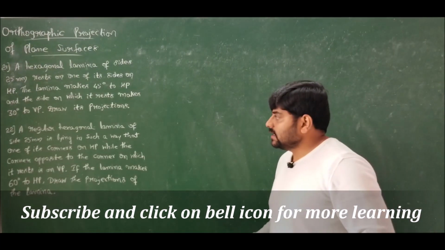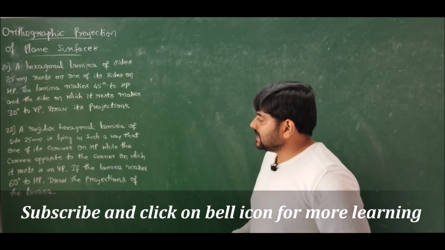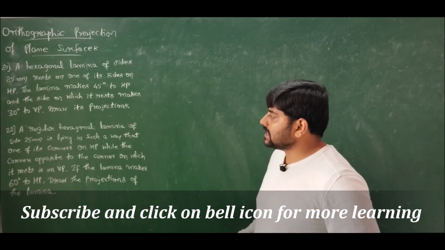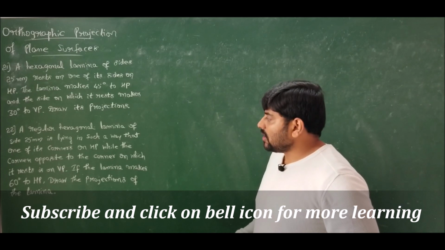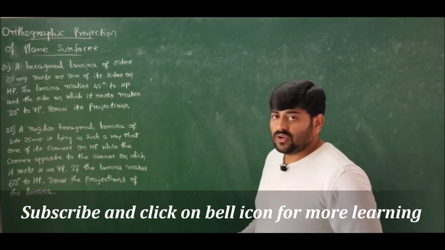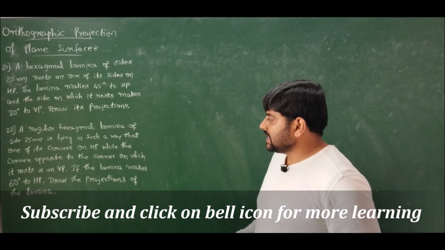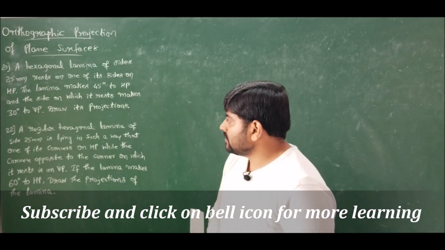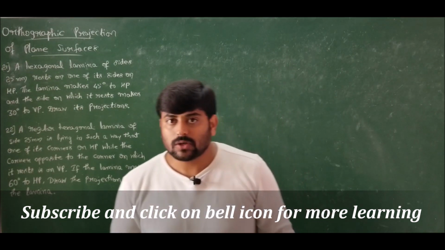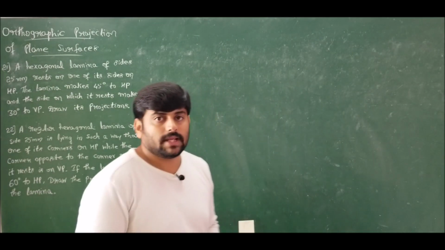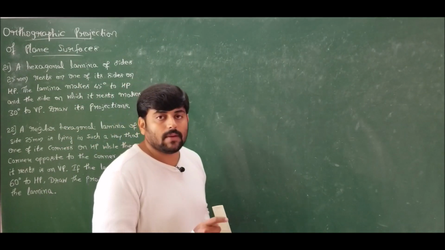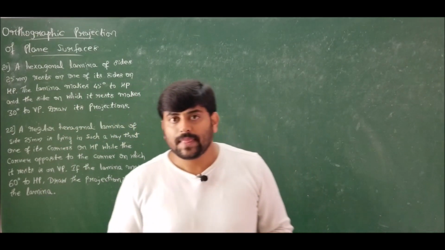Now moving ahead, problem number 22 states that a regular hexagonal lamina of side 25 mm is lying in such a way that one of its corners is on HP, while the corner opposite to the corner on which it rests is on VP. If the lamina makes 60 degrees to HP, draw the projections of the lamina. We have a 25 mm side regular hexagonal lamina resting on one of its corners on the horizontal plane. The corner opposite to it touches the vertical plane and the lamina makes 60 degrees to HP.